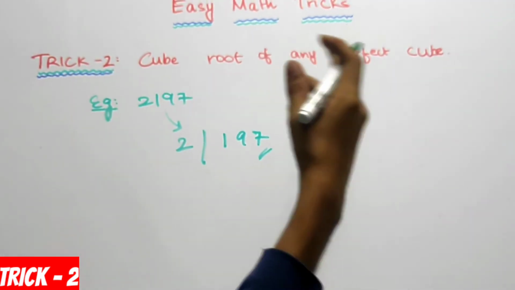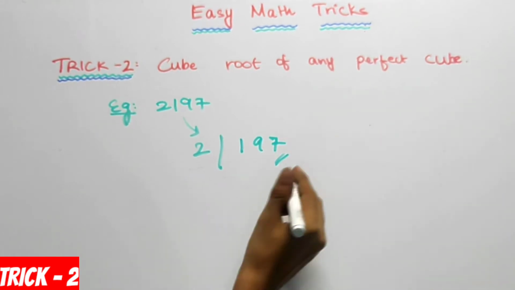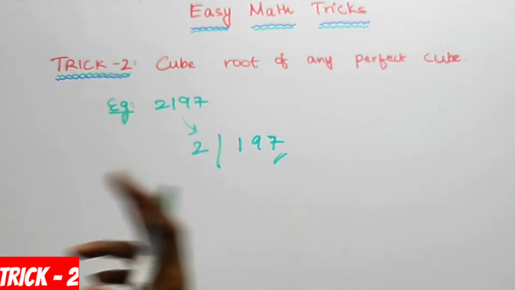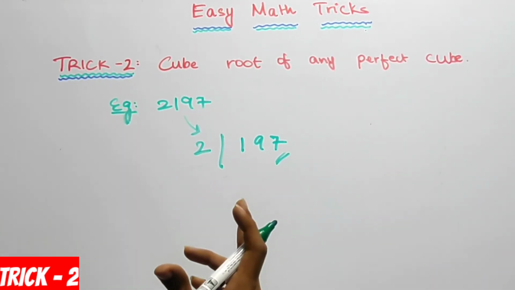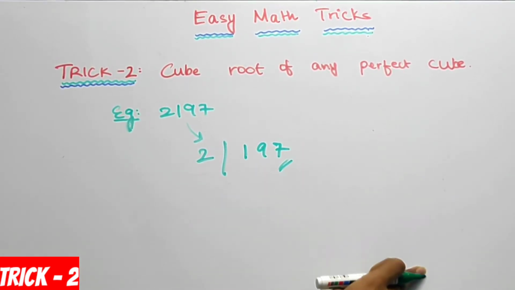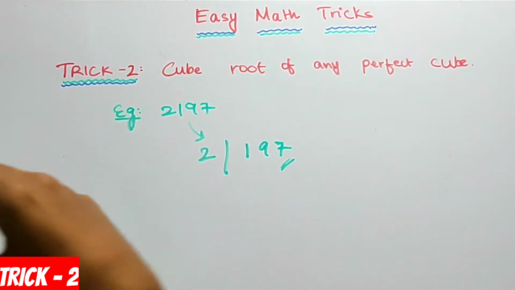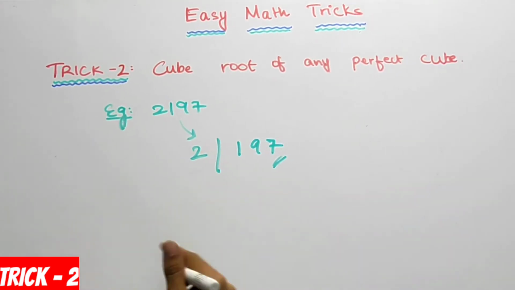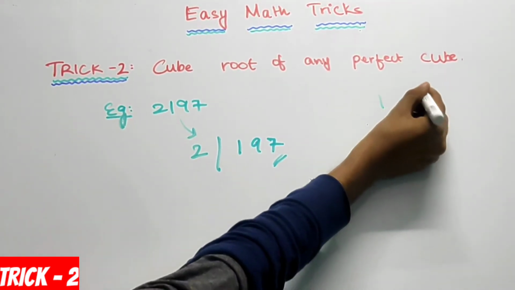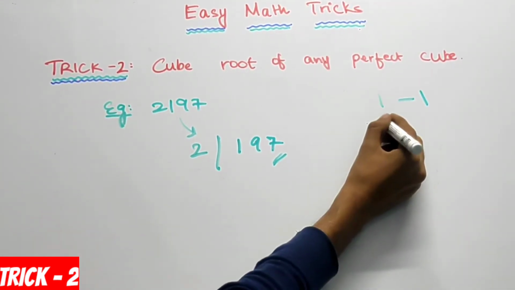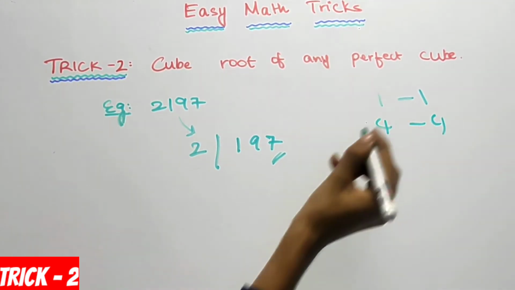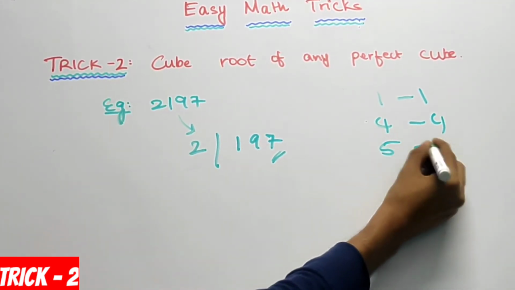Now you don't have to remember all the numbers which upon cubing will give us 7, such as 1 cube is 1, 2 cube is 8, 3 cube is 27. So all the numbers you don't have to remember. I will give you an easy table to remember so that whatever number you cube, you can obtain the units digit. So the number 1 when cubed will give us a 1 as the units digit, and 4 when cubed will give us 4 as the units digit.